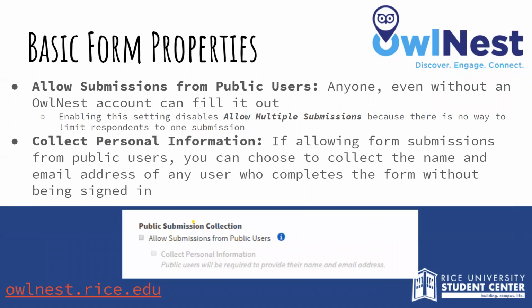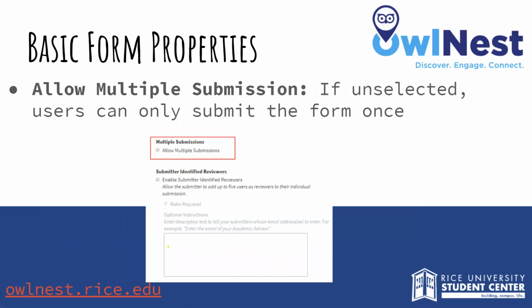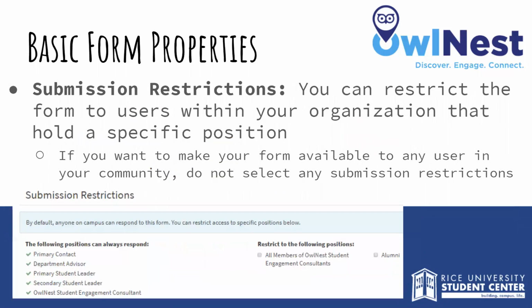Another setting is to decide whether you want public users to be able to submit the form. Public users are anyone, even people who don't have OwlNest accounts. Keep in mind that enabling this setting disables the feature to restrict the number of submissions a user may submit. However, if you do allow public users to submit the form, you also have the option to collect their personal information such as their name and email address. If you leave the Allow Multiple Submission box unchecked, users can only submit the form once.